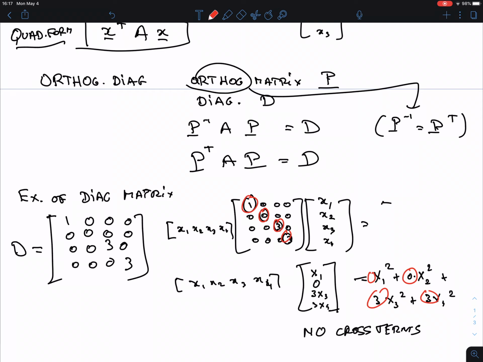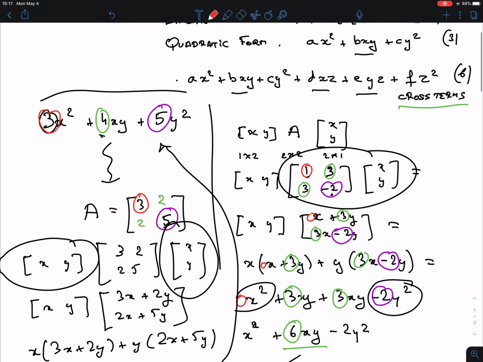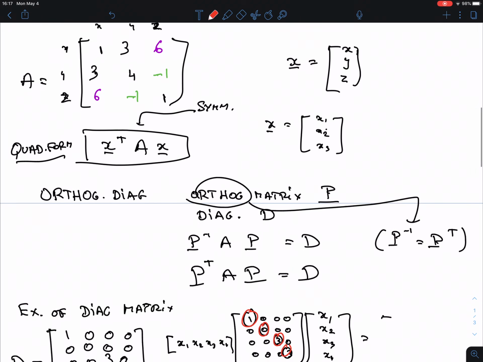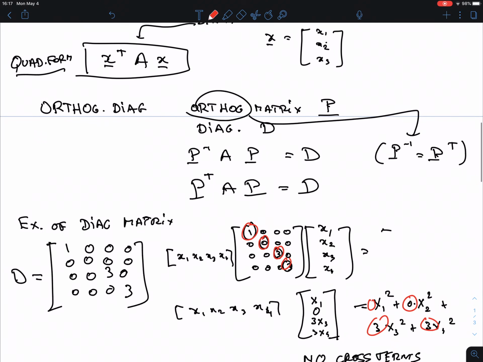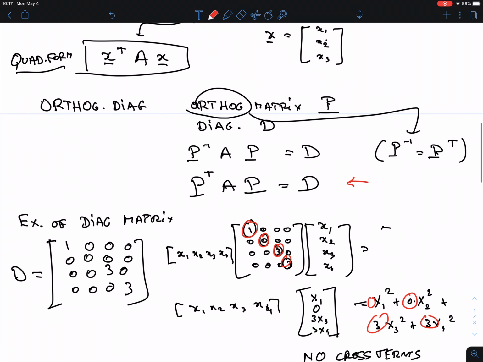Okay? So a diagonal matrix gives you exactly what we said is annoying, this cross term, it gets rid of the cross terms. Okay? So, alright, so good. So it makes sense to go to a diagonal matrix, to have a diagonal matrix. Now, what can we do?